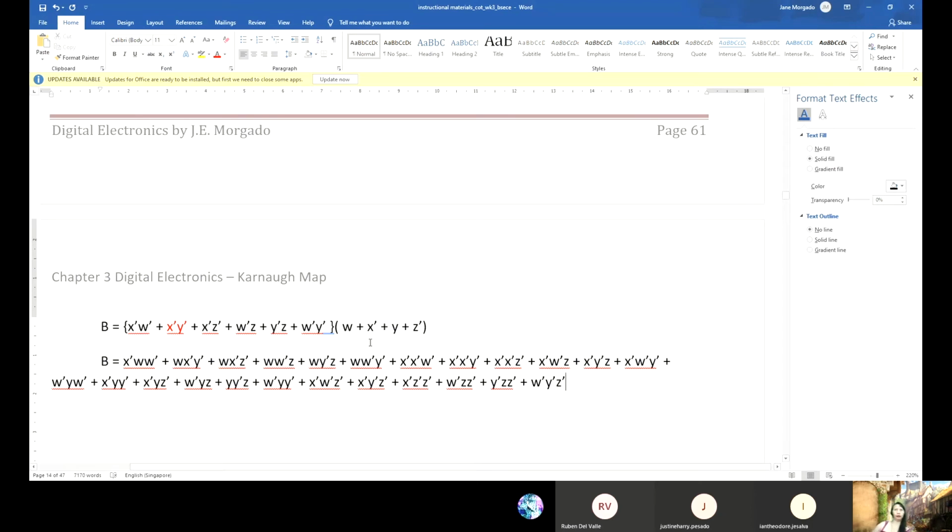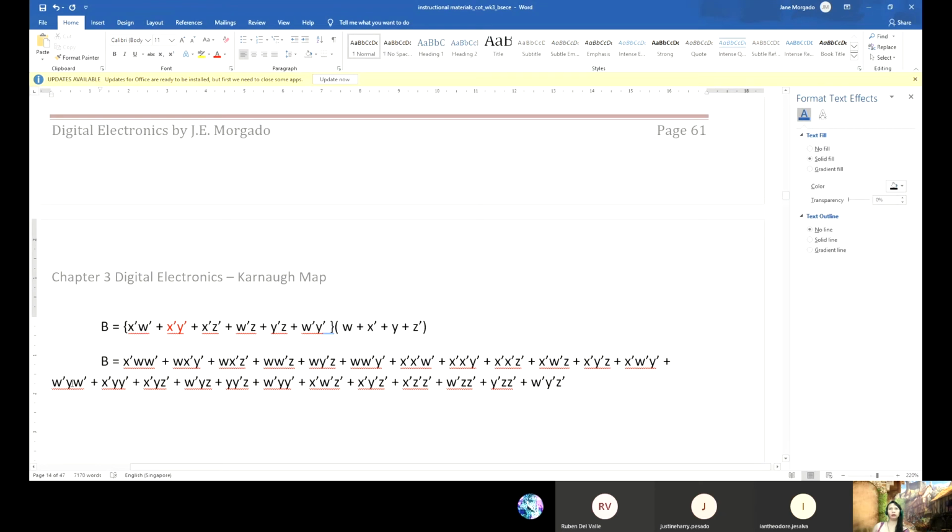Okay na ba yun? Let's start with W. So X prime, W prime, X prime, W X prime, Y prime, W X prime, Z prime, W prime, Z. Okay, then we have W prime. Okay. Y prime Z and W prime, Y prime. Okay, then distribute X prime, W prime, X prime, Y prime, X prime, Z prime, X prime, W prime, Z, X prime, Y prime, Z, X prime, W prime, Y prime.